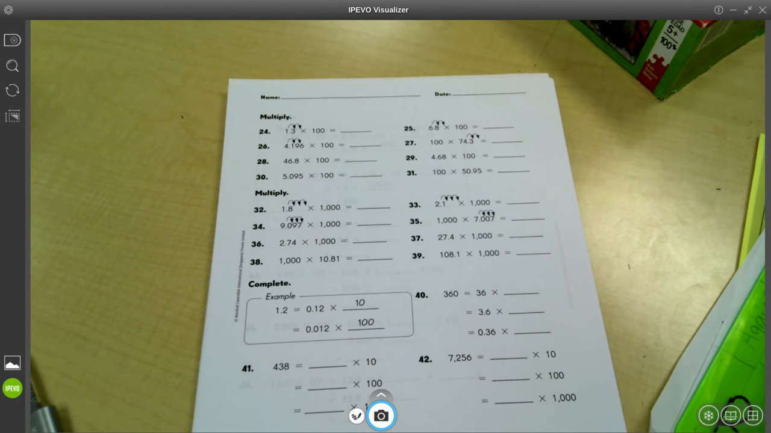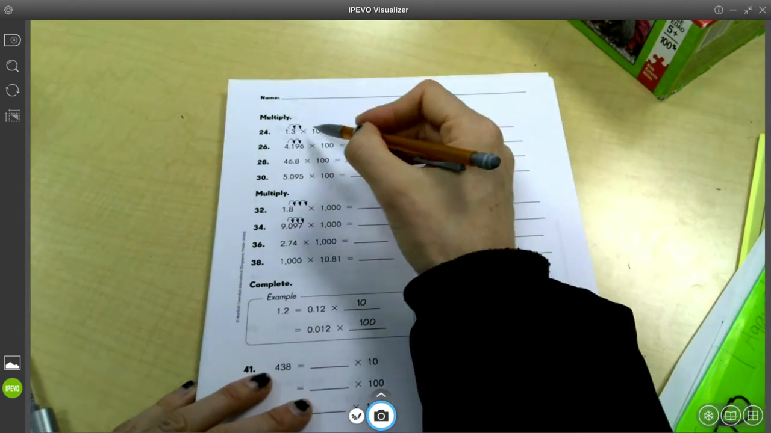All right, here we're thinking about times by 100 or 1,000. So if we multiply by 100, we're moving the decimal point twice to the right. If we multiply by 1,000, we're moving the decimal point 3 times to the right. And we can think about that because if we multiply by 100, we're shifting twice. So some of these here, we're going to have to fill in zeros.